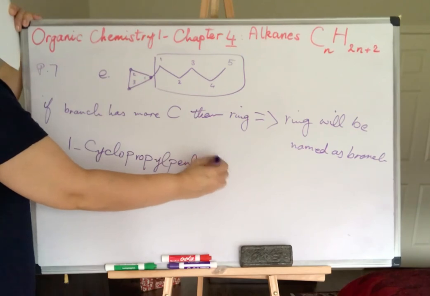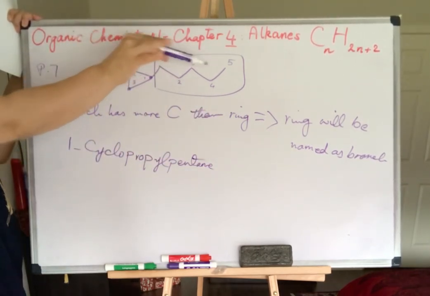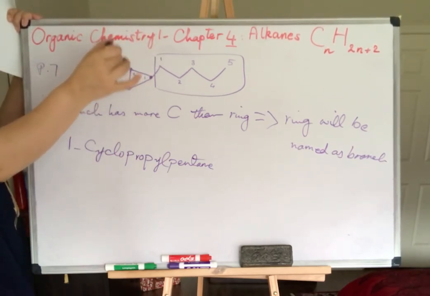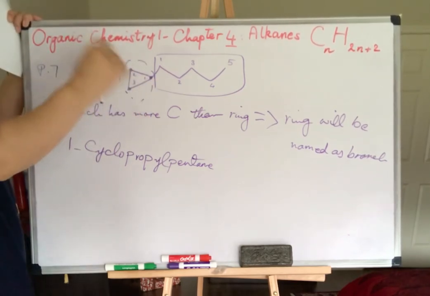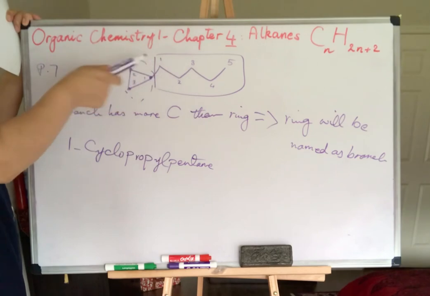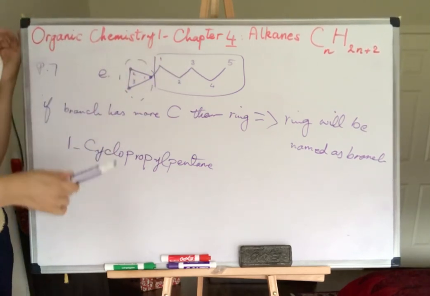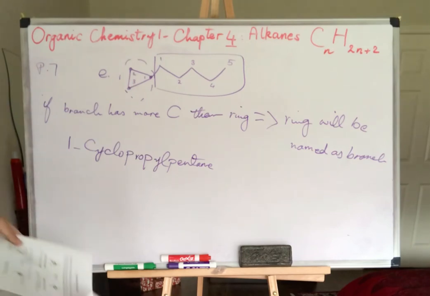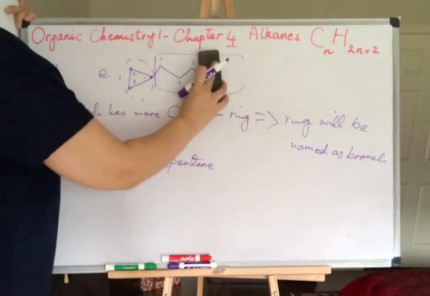So you see, you need to compare. If your branch, if the straight chain has more carbons than the ring, then the ring will act as a branch. But if ring has more carbons than the chain, then the chain is going to be your branch. So whichever has more carbons, it will act as your parent hydrocarbon. All right? Very good. We are done with naming compounds.